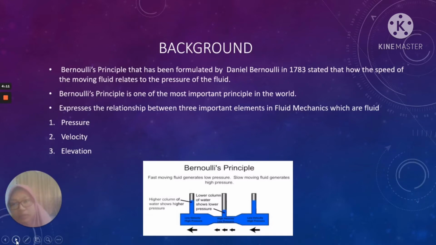Basically, the Bernoulli principle was formulated by Daniel Bernoulli in 1783. It stated how the speed of a moving fluid relates to the pressure of the fluid. Bernoulli's principle is one of the most important principles in the world, and it expresses the relationship between the three important elements that we have learned in fluid mechanics, which are the fluid pressure, velocity, and also the elevation.